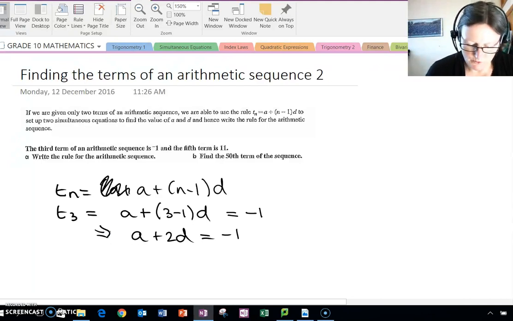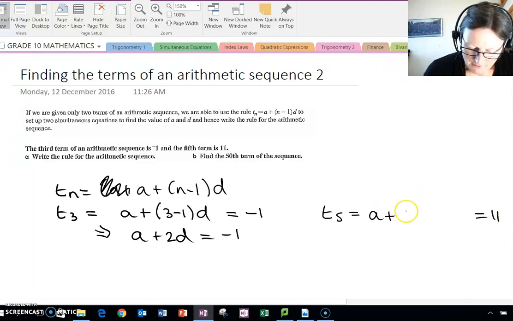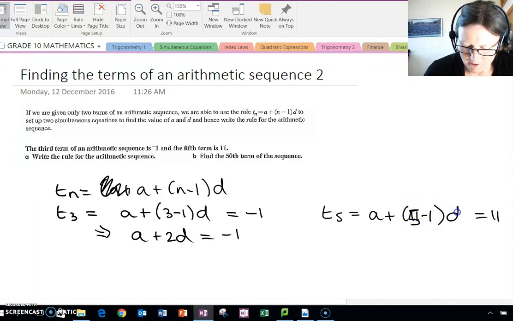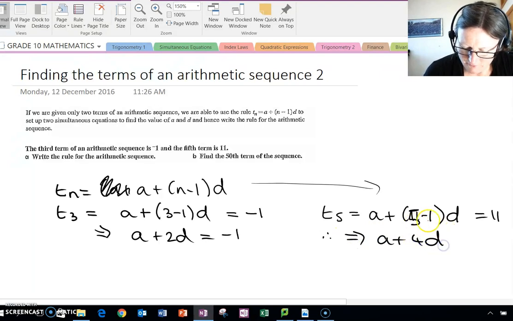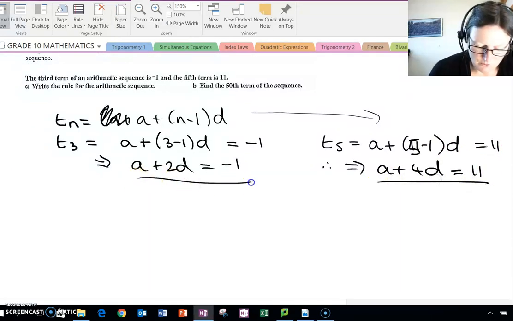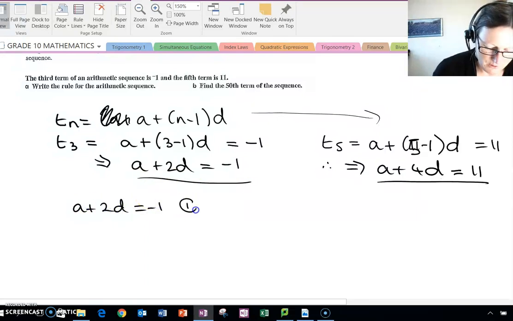We are also told that the fifth term is equal to 11. So a plus, it's the fifth term, 5 minus 1 times d, substituting into this formula. Therefore, the fifth term, a plus 4d, since 5 minus 1 is 4, gives us 11. So I've got two equations here. a plus 2d is equal to -1, I'm going to call that equation 1, and a plus 4d is equal to 11, equation 2.